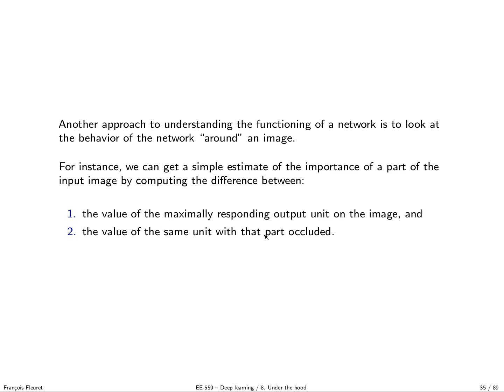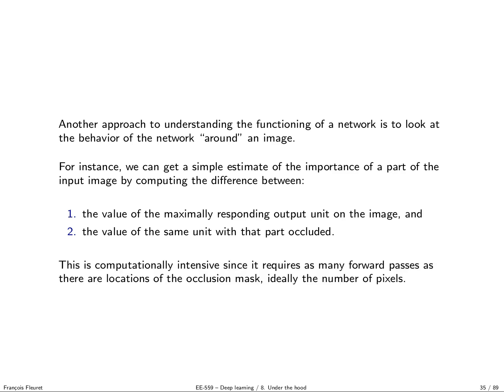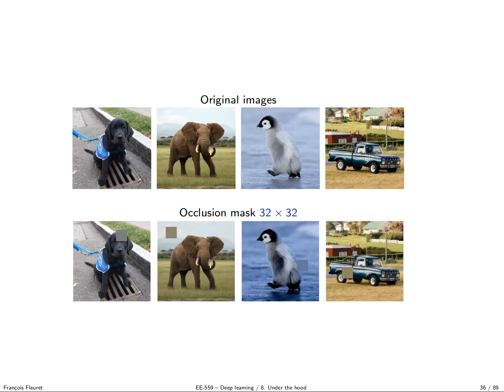We can do this by moving the occluding part through the image, which means that for every single location we have this delta between the value of the unit when the part is not occluded and the value of the unit when the part is occluded. Doing so is quite expensive because it means that you are going to do a forward pass for every single location of the occluding mask. So in practice, we are going to look at some results over those 4 images for most of the methods we will see in the next slides.